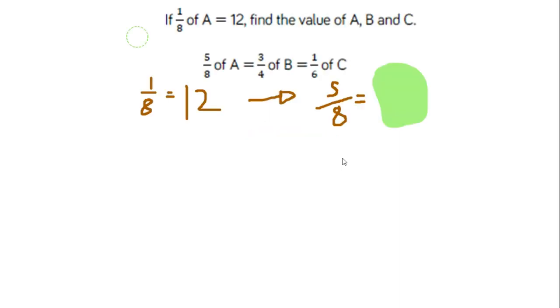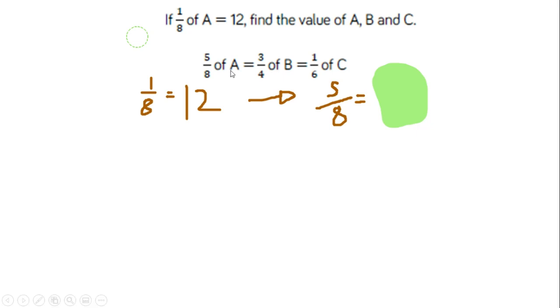Step 1. I decided to start here. You could have started somewhere else, but I chose here. I chose to work out what 5/8 are worth, because then I will know what each of these amounts is worth, because they'll be the same. So the question said that 1/8 is worth 12. If 1/8 is worth 12, what will 5/8 be worth?